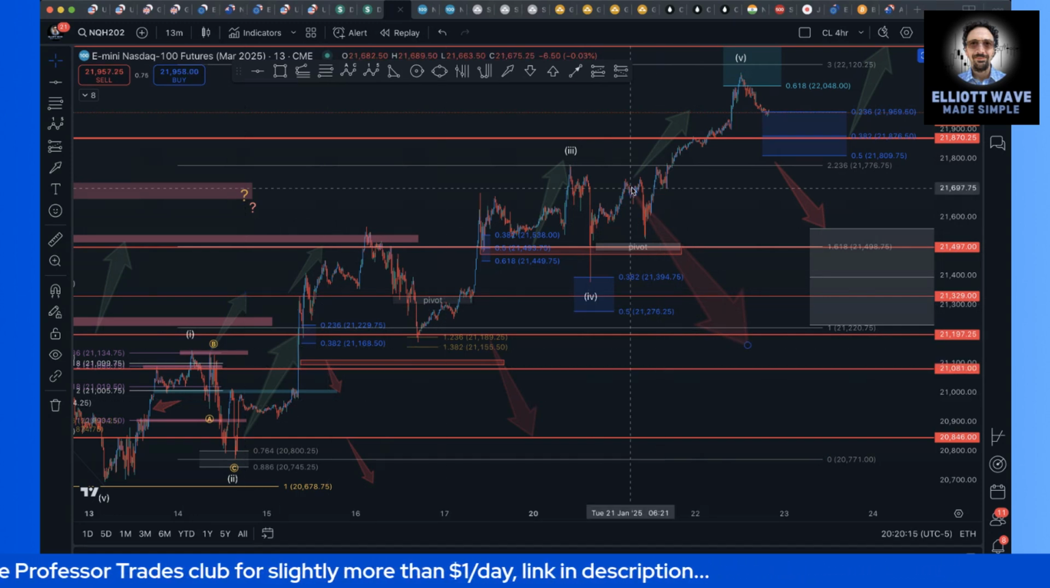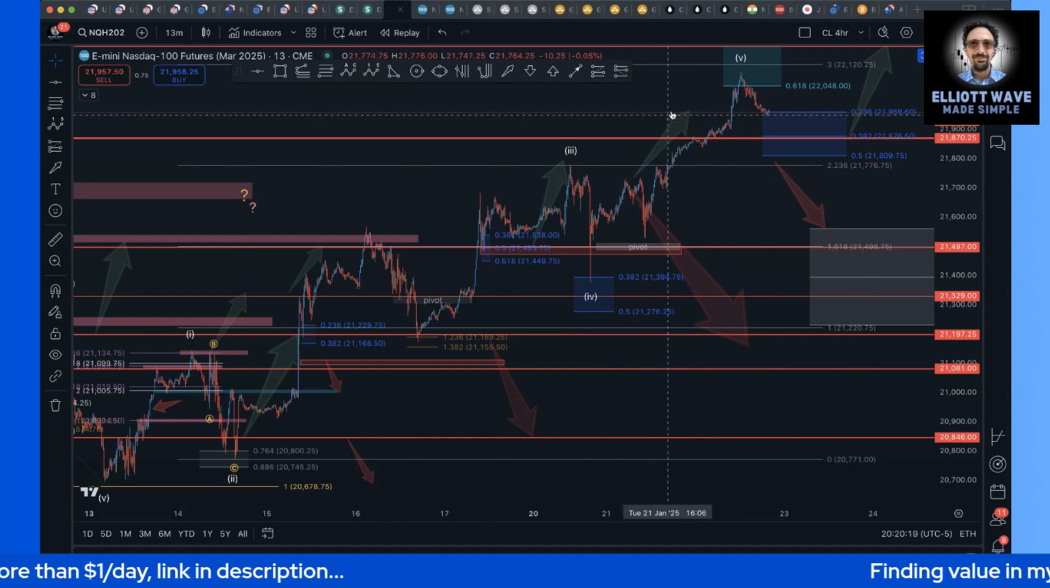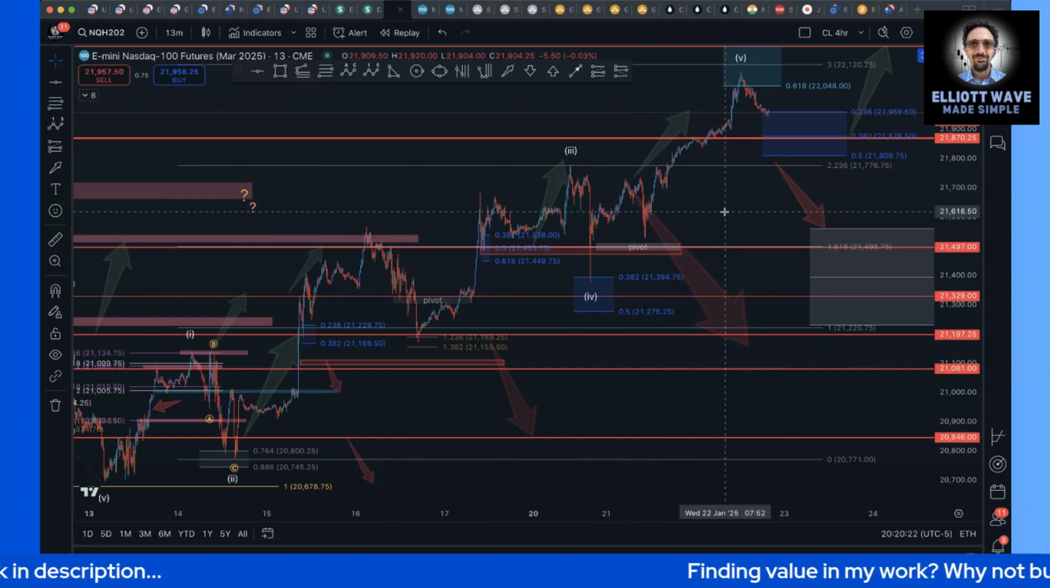It also underscores the idea that nobody knows where markets are going, and there's always a chance it could go up or down. I mean, that's always the answer. It could go up, it could go down. But with Elliott wave, we're getting an edge.